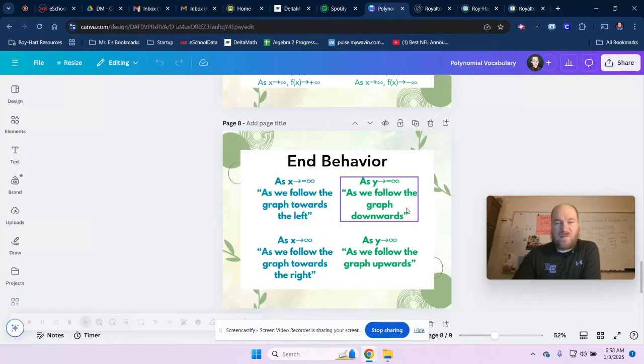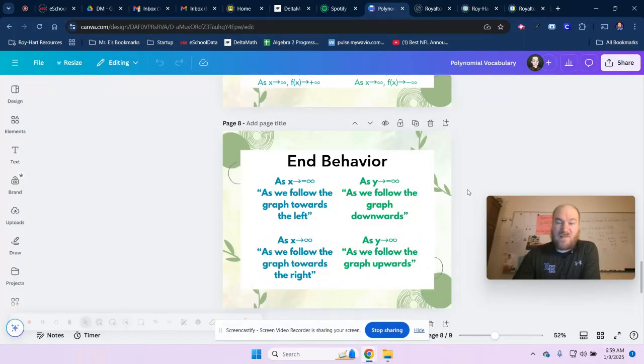You're going to see the same notation for y. As y goes towards negative infinity, that just means as the graph goes downwards. And the bottom one here says as y approaches positive infinity, that means as we follow the graph upwards. So if you can remember that x goes left and right, and you can remember that y goes up and down, you should be able to remember what this notation means. It's not as scary as it looks once you look carefully.